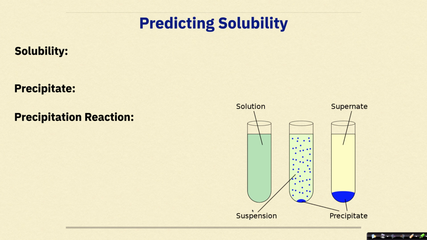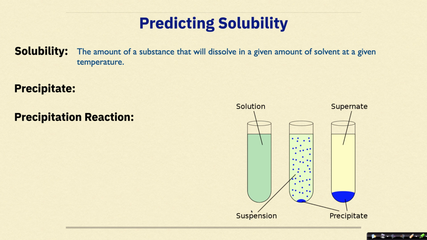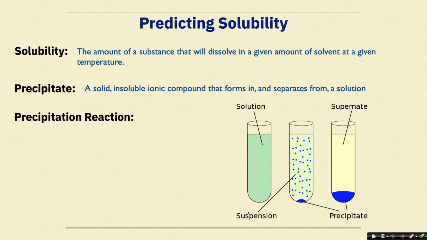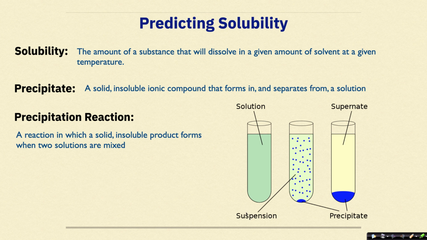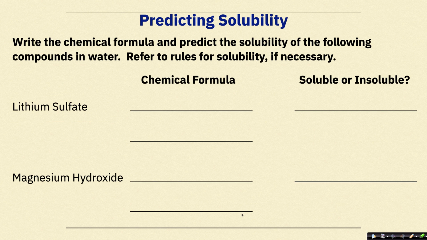Predicting solubility. Solubility is defined as the amount of a substance that will dissolve in a given amount of solvent at a given temperature. A precipitate is a solid, insoluble ionic compound that forms in and separates from a solution. A precipitation reaction is a reaction in which a solid, insoluble product forms when 2 solutions are mixed. Predicting solubility: write the chemical formula and predict the solubility of the following compounds in water. Refer to rules for solubility if necessary.